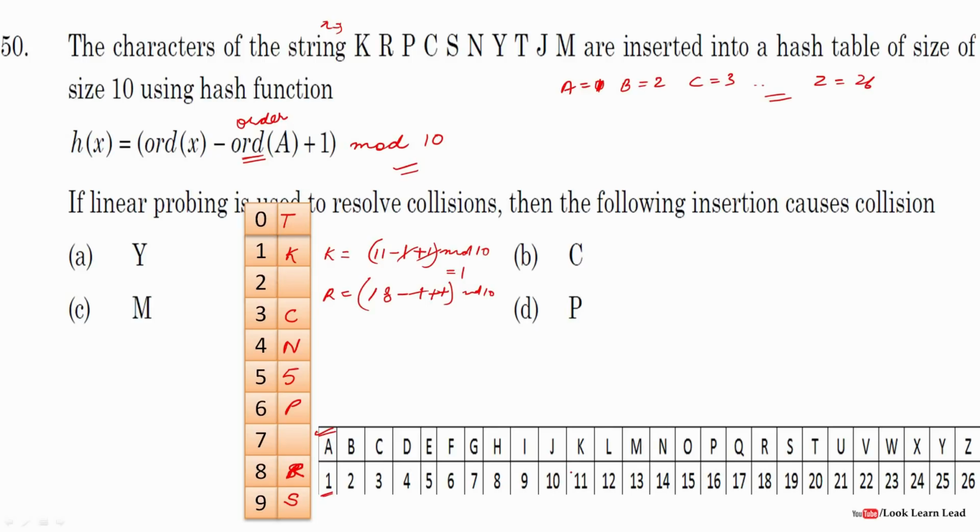Now we have J. J is also placed at 0. So for J we have a collision. So J should be in our option, but it's not there. Whenever there is a collision, we place it at the next available location. So the next available location is 2. So J would be placed at 2. Next we have M. M should be placed at 3. So for M we have a collision. So the next available position is 7. So there it should be M. So the answer should be J and M, but here only M is there, so it should be C. So C is our answer.